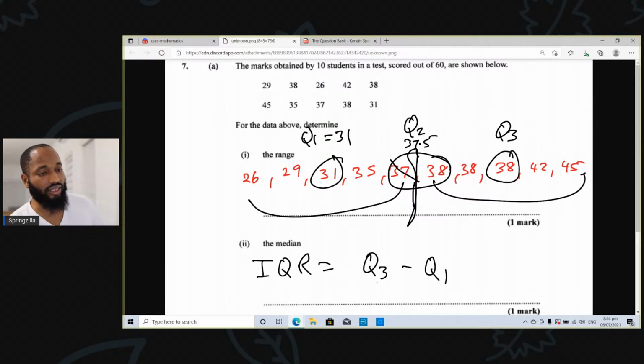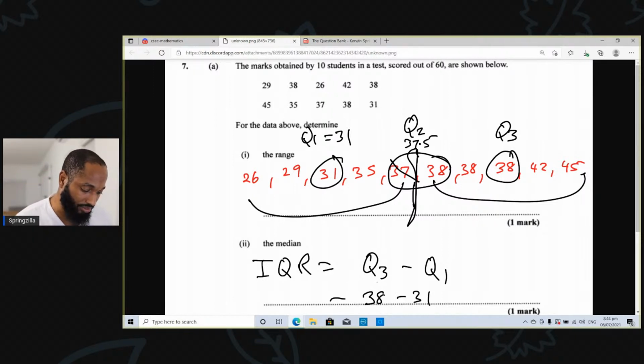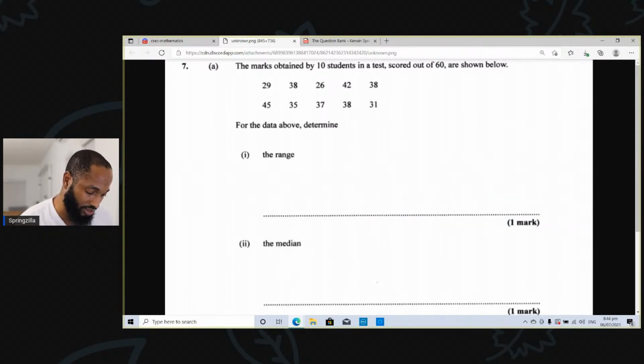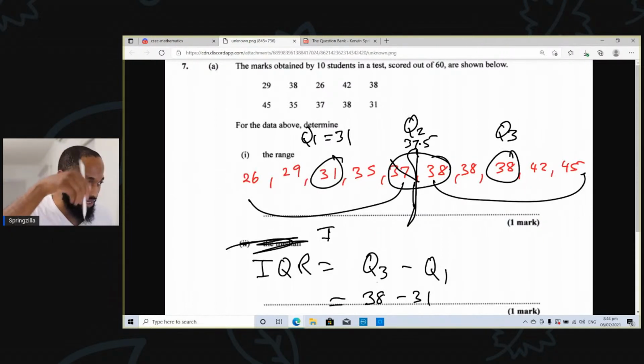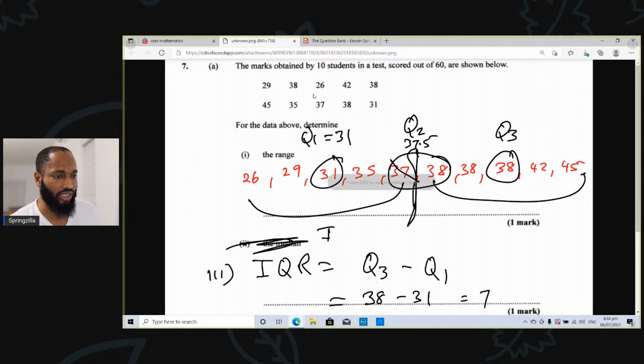If you understand that, type Y in the chat. So this is going to be 38 minus 31. This is the interquartile range, right? It's down there, people. Q3 minus Q1 is equal to 7. So some people don't understand, but a lot of others do understand.